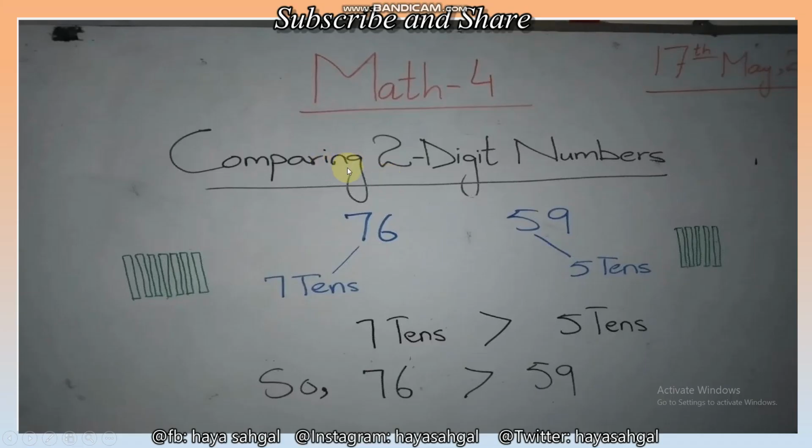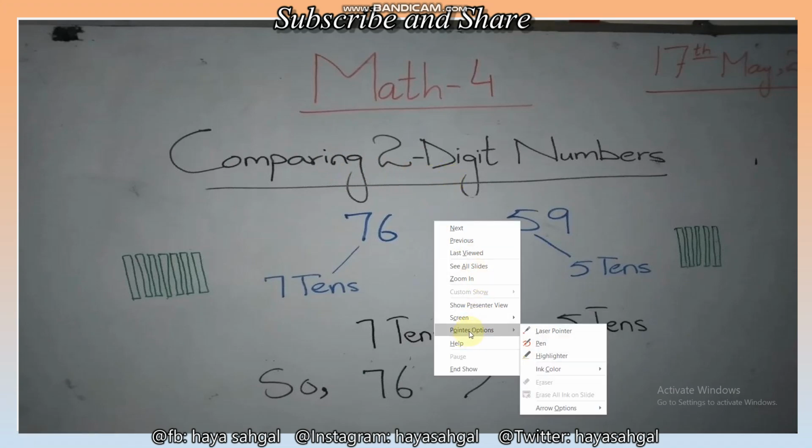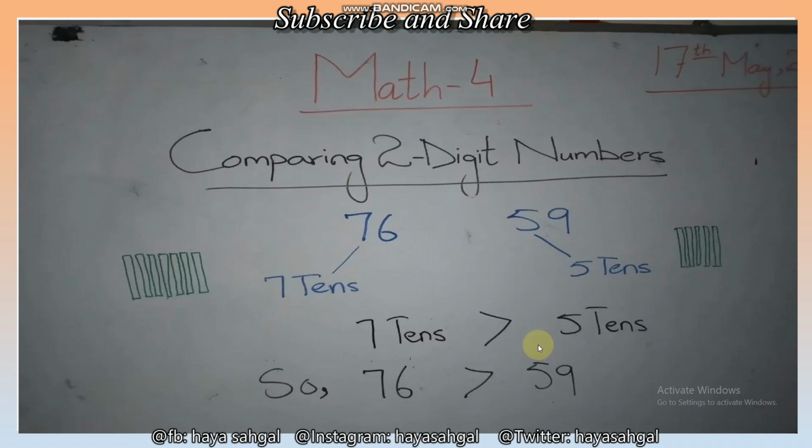So here I have a few examples. If we have to compare two-digit numbers, then what to do? Let's start with our pen to understand better. Two-digit numbers have ones and tens. The greater place in a two-digit number is the tens, so we will always start comparing with the greater digit.